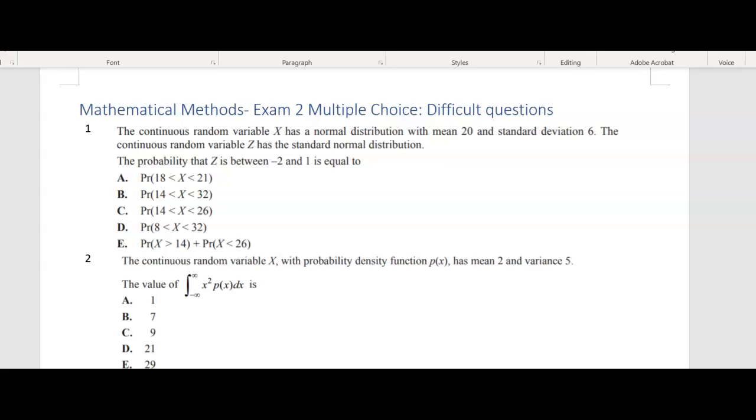But these questions are a little bit trickier. I encourage you to pause, have a go at doing it on your own, and then watch the solution. Okay, so let's get started with question 1.